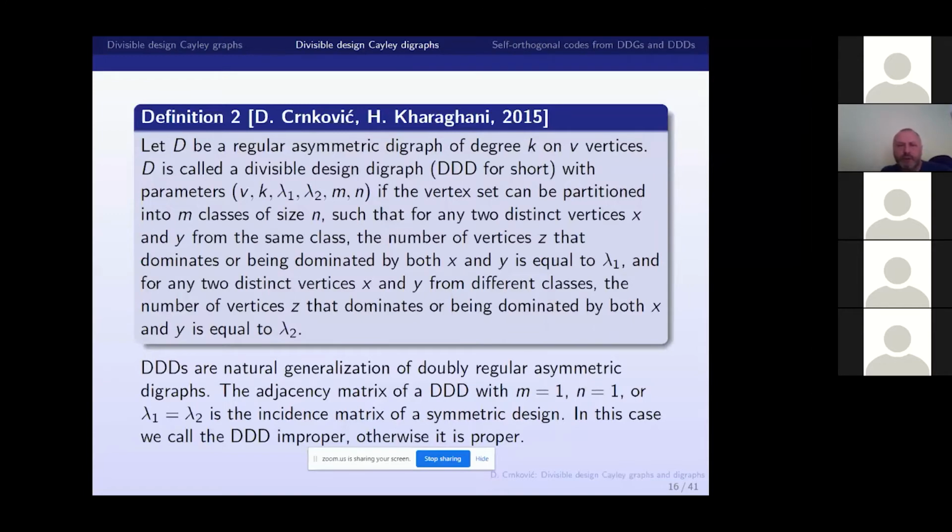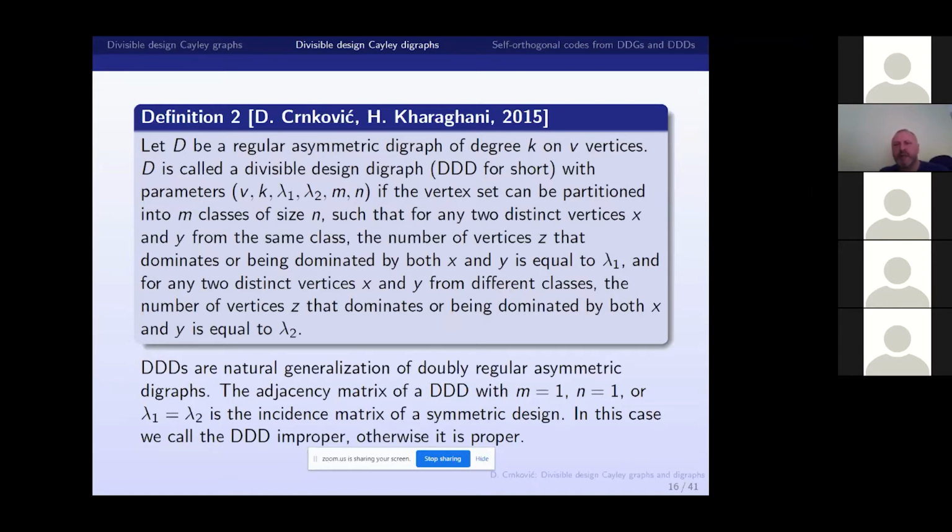And this is the definition of a divisible design digraph from this paper with Hadi from 2015. Let D be a regular asymmetric digraph of degree k with v vertices. D is called a divisible design digraph, or DDD for short, with parameters v, k, lambda 1, lambda 2, m, n if the vertex set can be partitioned into m classes of size n, such that for any two distinct vertices x and y from the same class, the number of vertices z that dominate or are dominated by both x and y is equal to lambda 1.